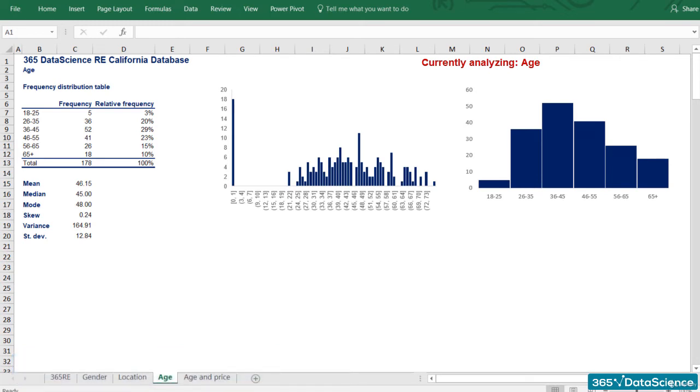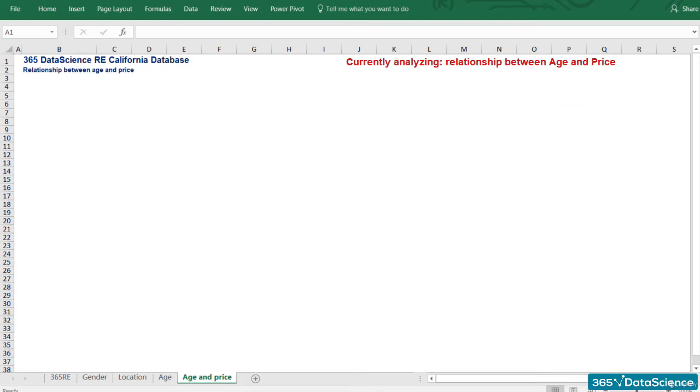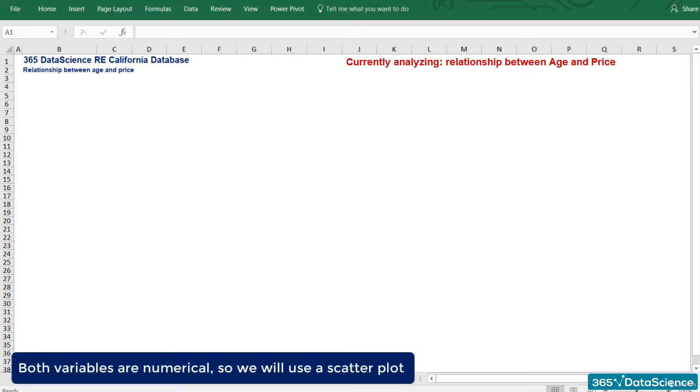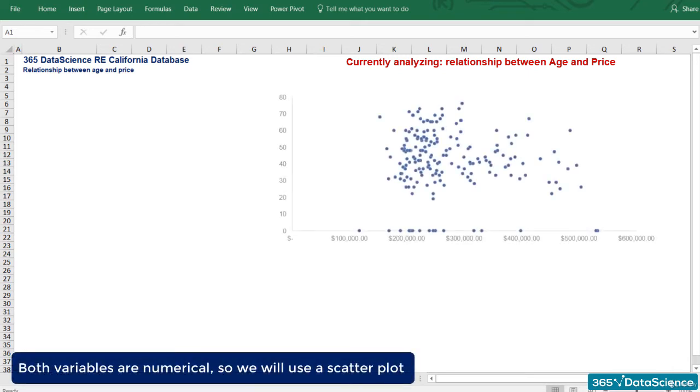As you may have guessed, our final stop is relationship between variables. Let's see if age determines how expensive of an apartment customers buy. Maybe younger people have less funds, so they buy cheaper apartments. We don't know. The data will tell us. First things first, let's plot the data. Both variables are numerical, so we'll have to use a scatter plot. Here it is.